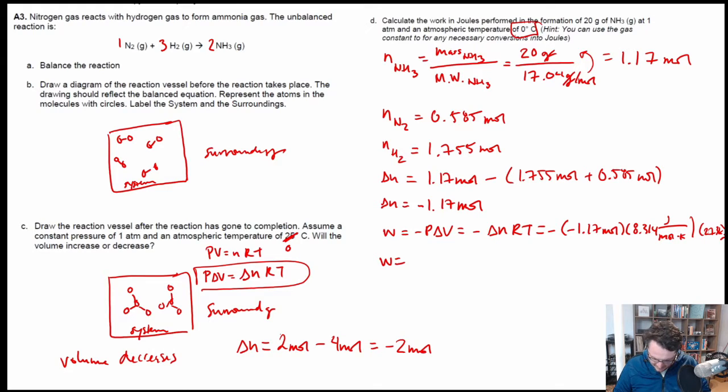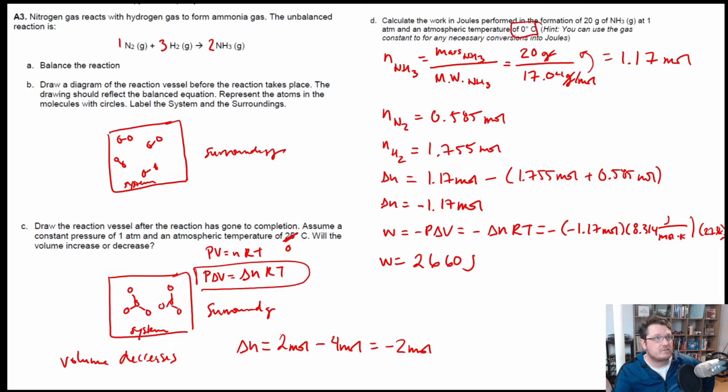So now we just plug all of that in. Excuse me, work is negative 1.17 times 8.314 times 273 Kelvin, which comes out to 2,660 joules, which I believe is what I have. Yeah, on the key I put down 2,663 joules. That's what I have matched right here.